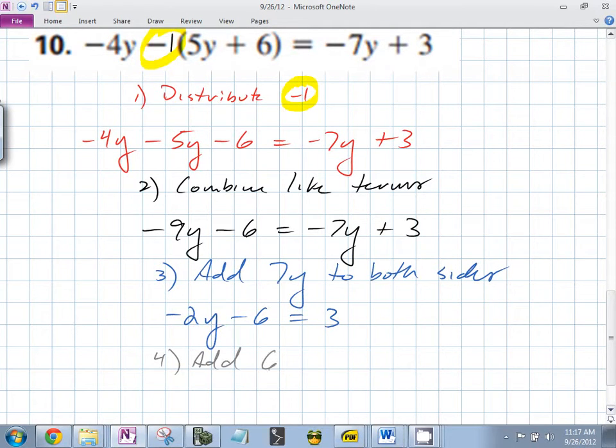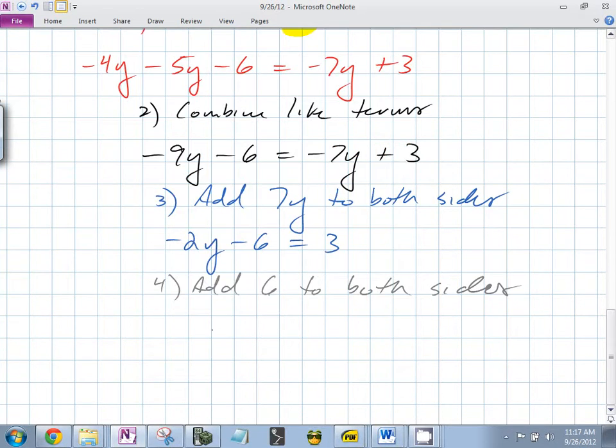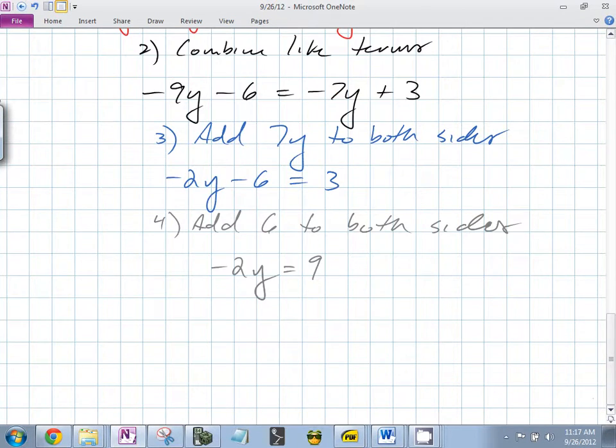Add 6 to both. You like my color usage there? Oh, that's pretty cool. And my handwriting gets terrible. Negative 2y equals 9. So y is equal to... Yeah, I like putting the negative on top. In general, it's more common. Doesn't change anything. You can just put it on top.